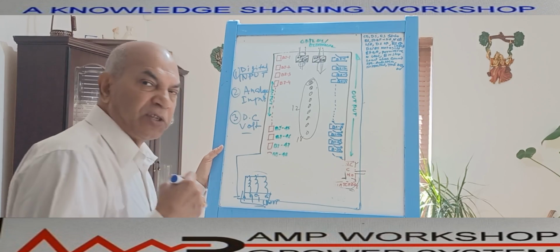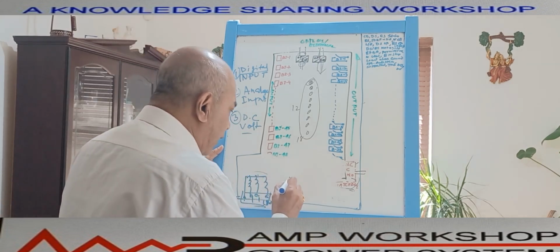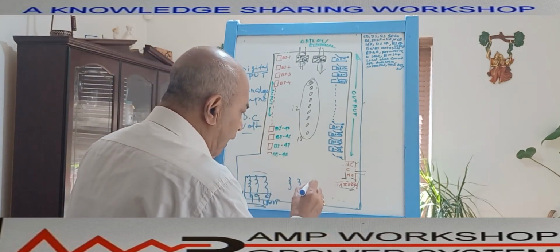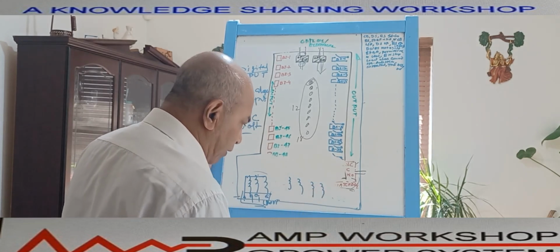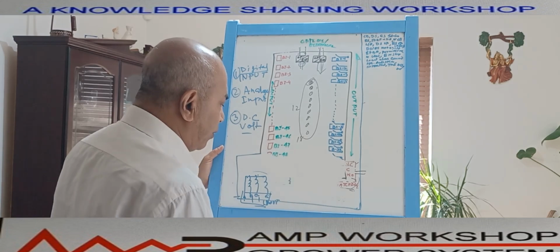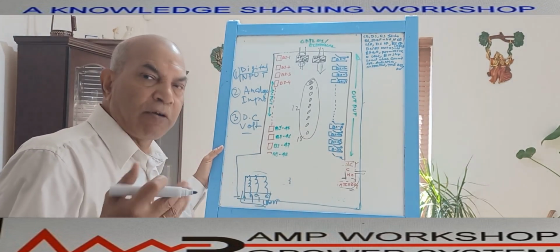Then similarly you have a CT. Suppose there is a 3-phase CT we are connecting over here. The CT signal is coming from the field, but that signal is 1 ampere or 5 ampere.